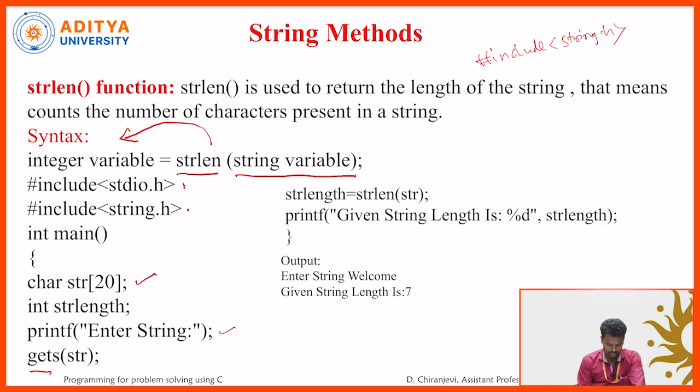Here the user has given the value welcome. After that you simply use the string length function and pass the string variable name str. The length of the string the user has given will be stored in strlength. Now you print strlength. The string is welcome: 1, 2, 3, 4, 5, 6, 7. So the length of the string is 7. This is how string length is found by the strlen function.